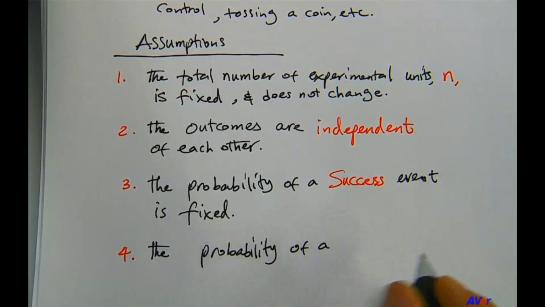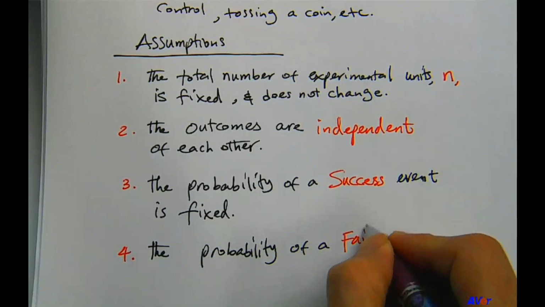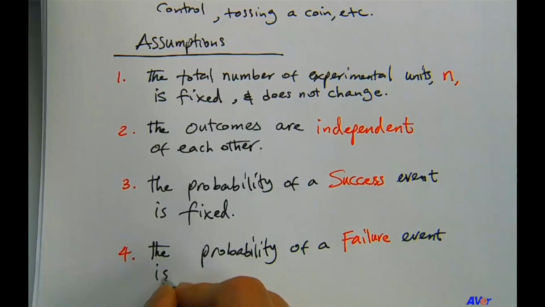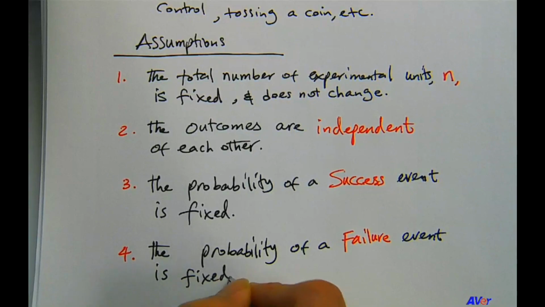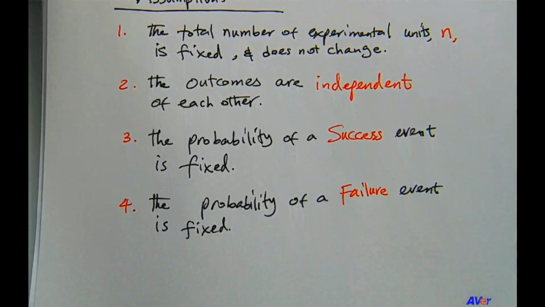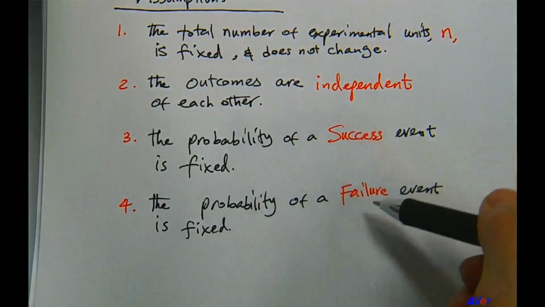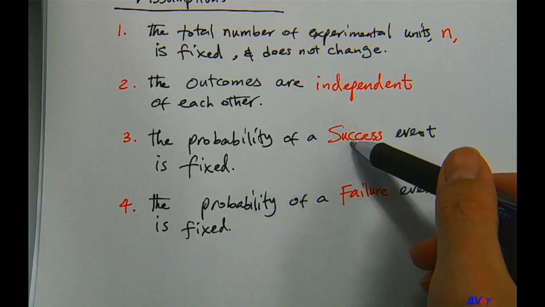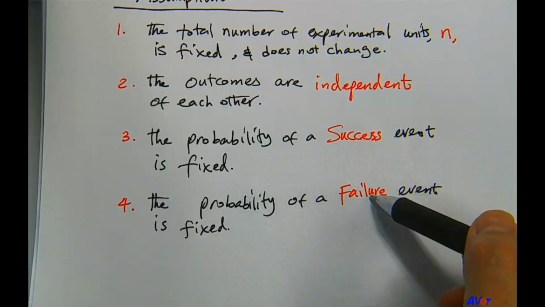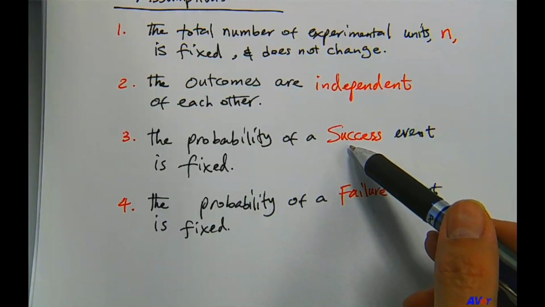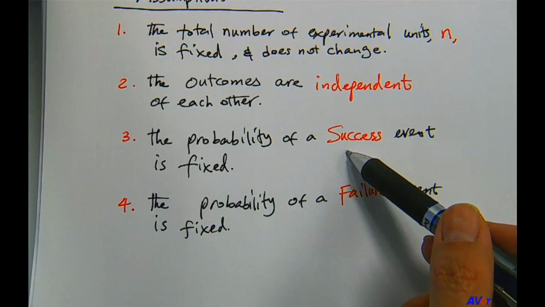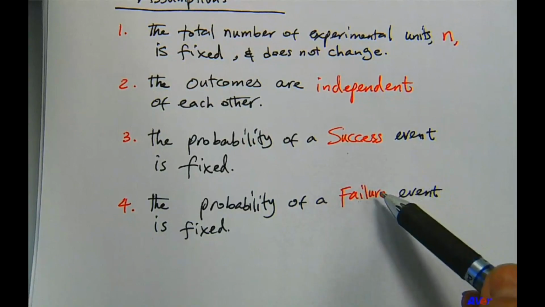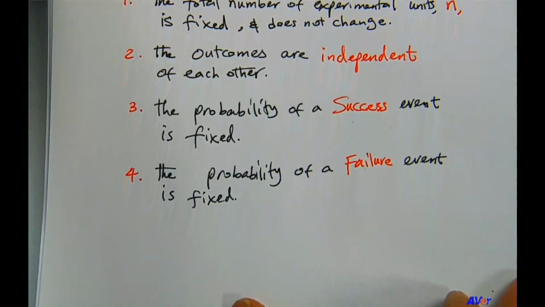The probability of a failure event is fixed as well. So we've talked about complementary events in the past, right? Successful and failure events are complementary events. So if you know the probability of one, you know the probability of the other. Suppose we know that the probability of success is 0.25. Then the probability of failure would be 0.75, right? Just 1 minus 0.25 gives us the probability of failure.